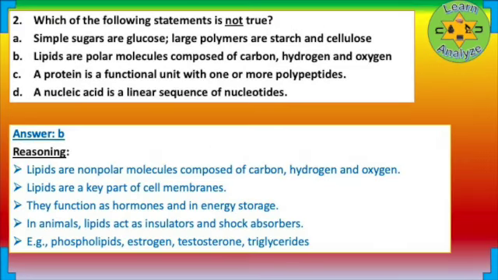The answer is B, because lipids are nonpolar molecules composed of carbon, hydrogen, and oxygen. Lipids are a key part of cell membranes. They function as hormones and in energy storage. In animals, lipids act as insulators and shock absorbers. Examples are phospholipids, estrogen, testosterone, and triglycerides.